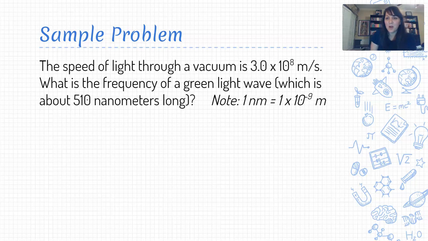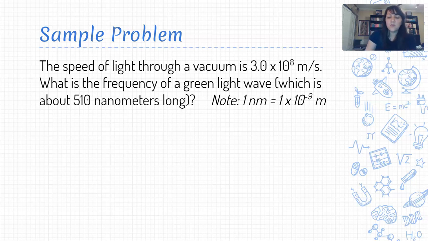So here's another sample problem for you. The speed of light going through a vacuum, through empty space, because light is our one non-mechanical wave here, is about 3 times 10 to the 8th meters per second, or in other words, 300 million meters per second, which is kind of fast. So given that information, what is the frequency of a green light wave? Green light waves are in the vicinity of 510 nanometers long.